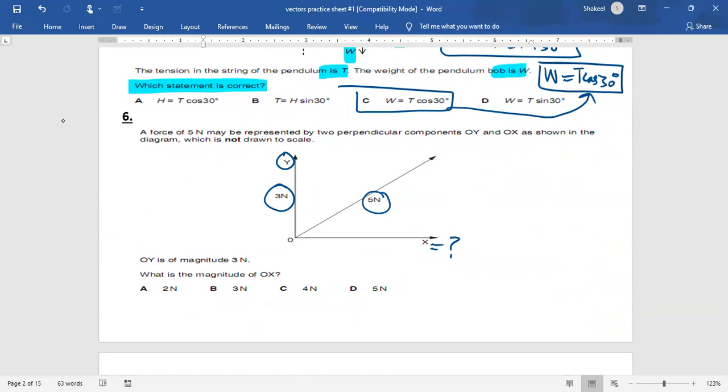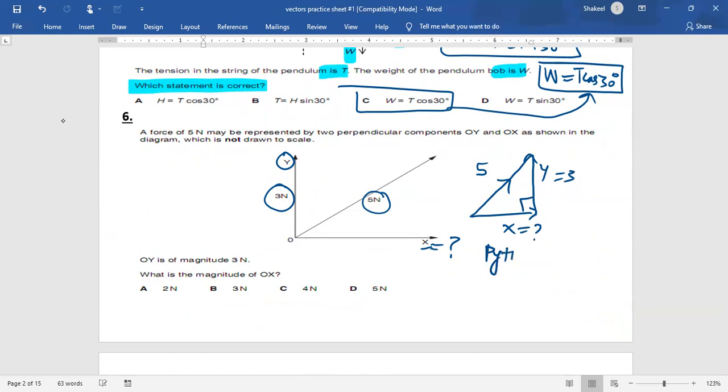Yeah, the angle is not given, so you have to find the value of OX. Okay, so we will adopt a different method. We will first draw X, then we will draw Y, and then we will draw the resultant. So the resultant is 5, Y is 3. These are at right angle, and you have to find X.